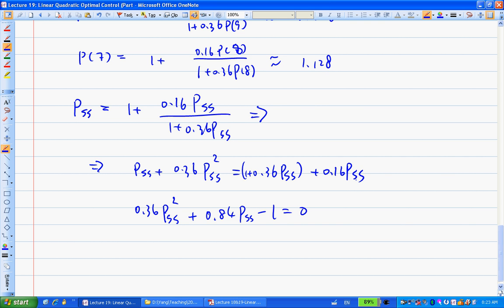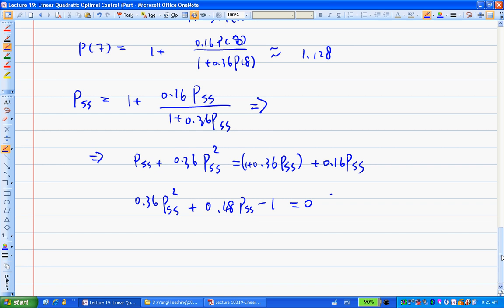So how does that change things here? That's going to be minus 1 minus 0.36 PSS, right? So 0.84 minus 0.36 is 0.48. Let's just reverse that. Okay, there we go. So that's the quadratic equation you're looking at here, right? So solve this one.